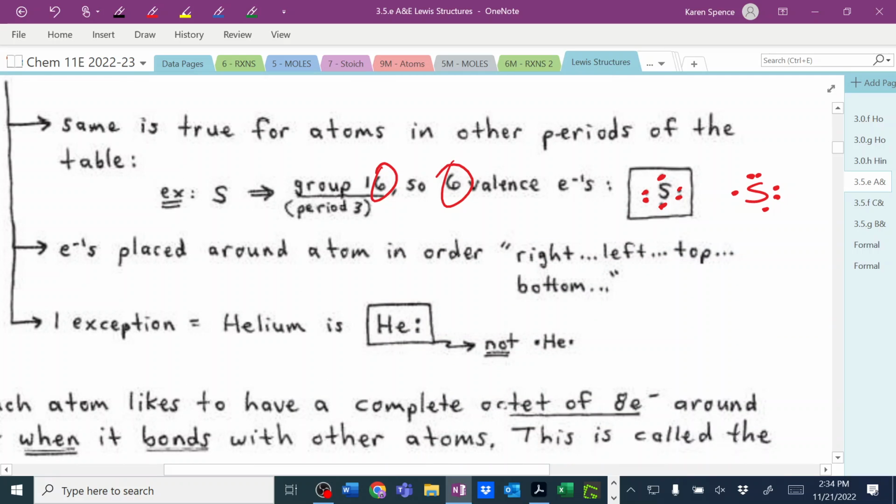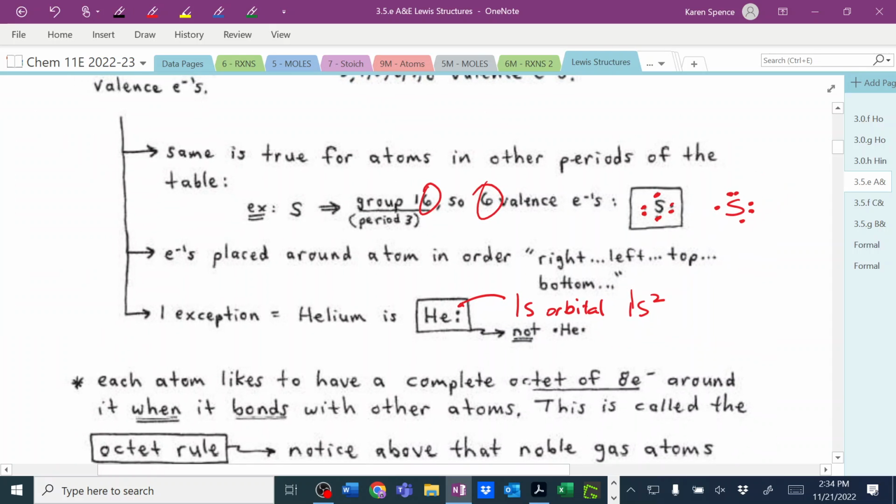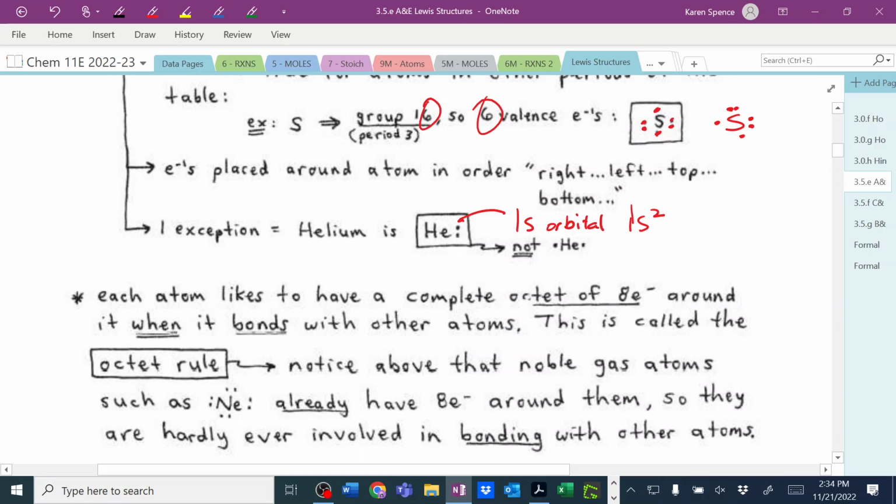Helium is an exception. Why is helium an exception? Because that's the 1s orbital, right? So we're at 1s2. So we are actually pairing them at that point. Now, each atom, of course, likes to have a complete octet. Have we talked about the term octet? Okay, complete octet. When it bonds with other atoms, this is called the octet rule.